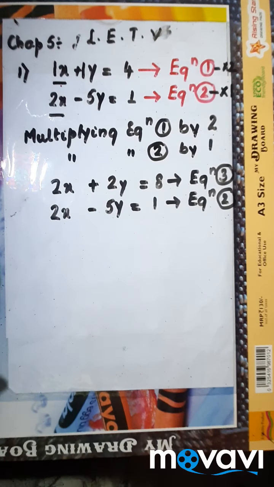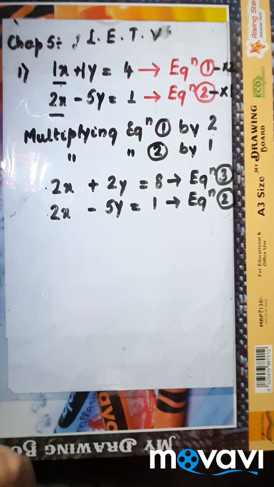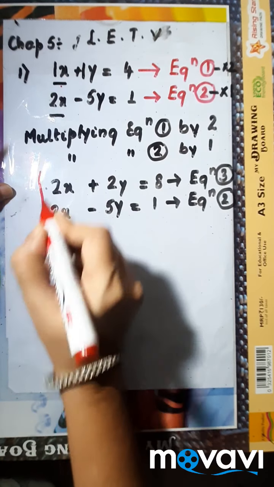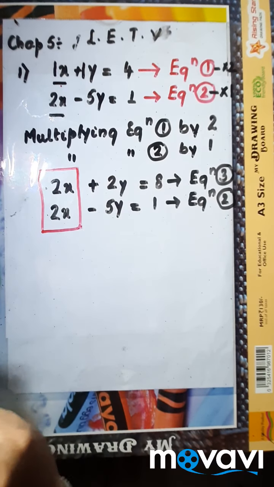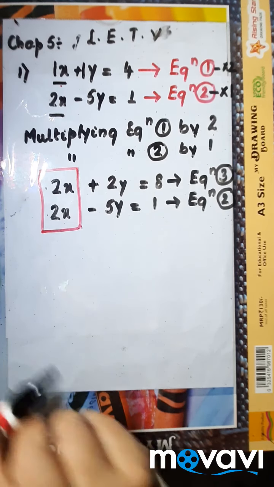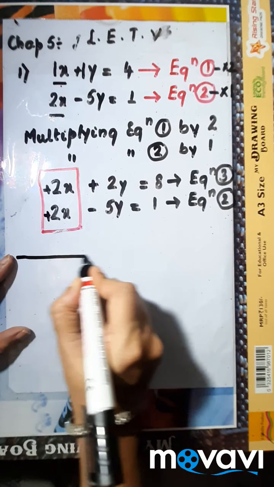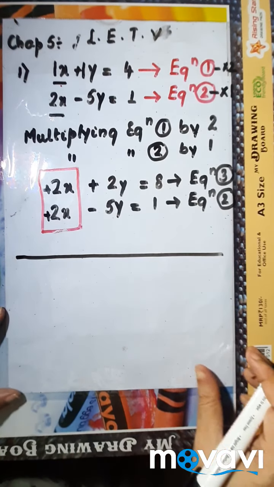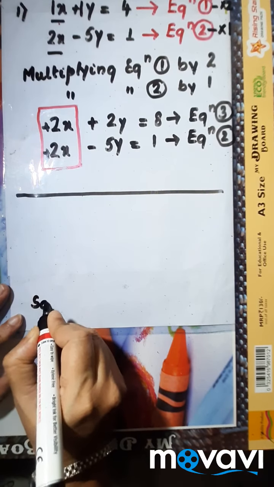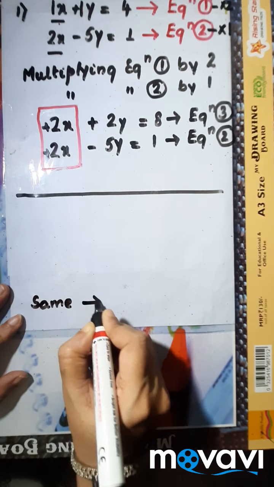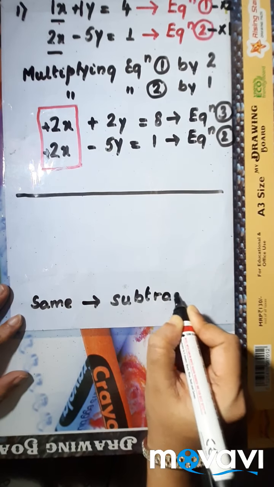Right? Now pay attention, boys. Now look at this. This is 2 and 2. Both are the same, right? So wherever it is the same, put that in a bracket. Now look at the signs in front of them. The sign here is plus and the sign here too is plus. Now, please remember, when the signs are the same, I have to subtract the two equations.